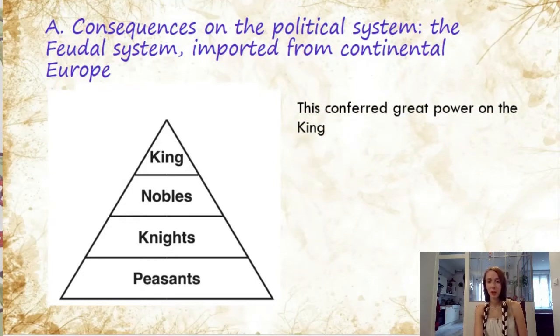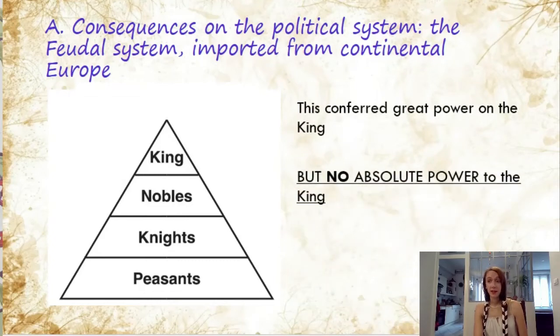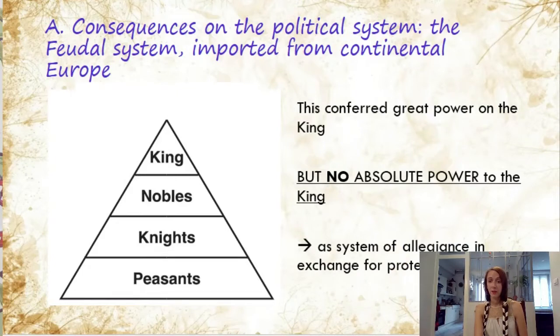Right, so to sum up, we have basically great power that has been conferred to the king. That being said, there was no absolute power to the king. Indeed, you had a system of allegiance in exchange for protection.